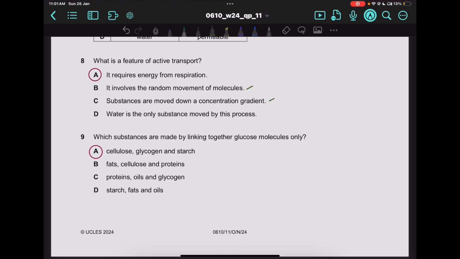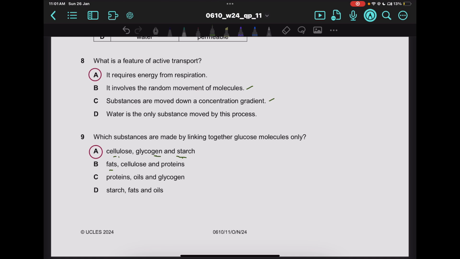Number 9 says, which substances are made by linking together glucose molecules only? This is going to be cellulose, glycogen, and starch. Basically, they're asking which of these are made from glucose only. So of course, glycogen and starch and cellulose are made from glucose only.